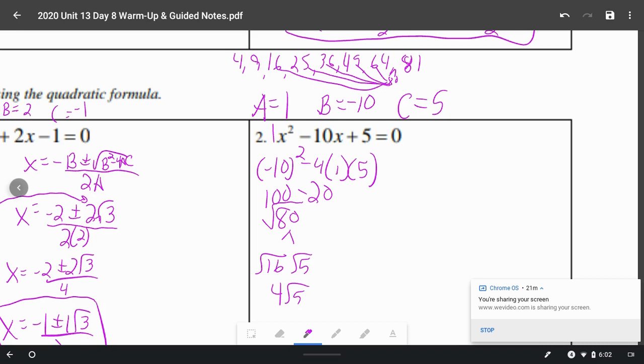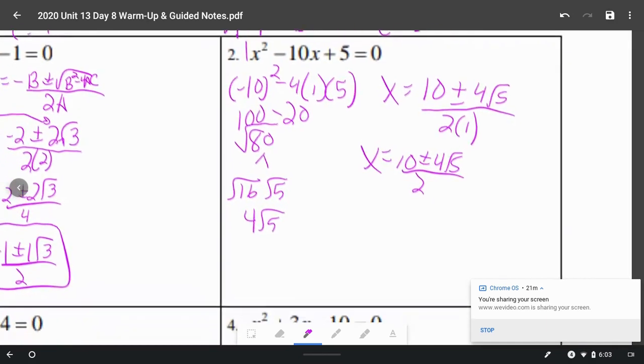So now I just got to set up the rest of my quadratic formula. That's opposite of b. So it's -10 to begin. So the opposite of -10 is +10. I have a plus or minus 4 square root 5. And 2 times a is 2 times 1. So now my final is going to be 10 plus or minus 4 root 5 over 2.